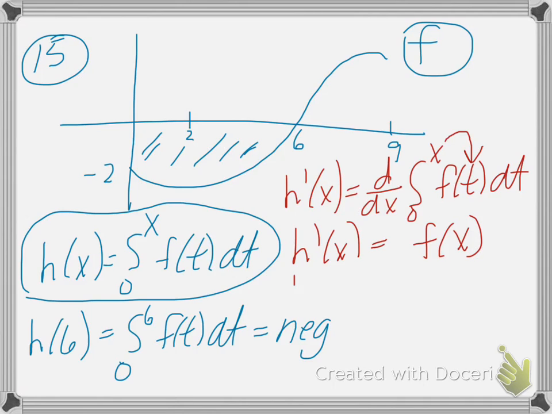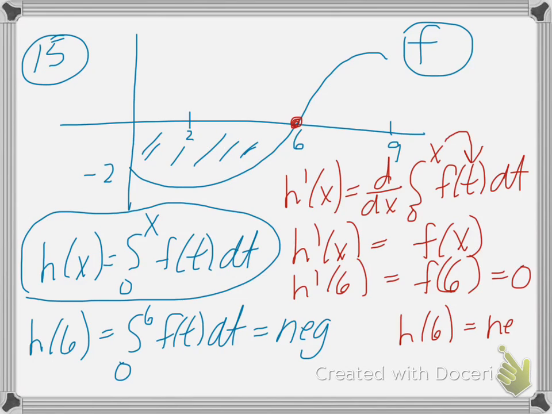Okay, so now I need h prime of 6. So I'm really looking for f of 6. Well, the graph of f is right in front of me, and when x is 6, y equals 0. So here's what I know so far. I know that h of 6 is negative, and I know that h prime of 6 is 0. So right now I know that h prime of 6 is bigger than h of 6, because 0 is bigger than any negative number.